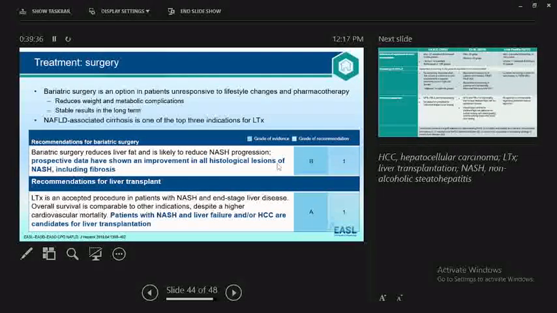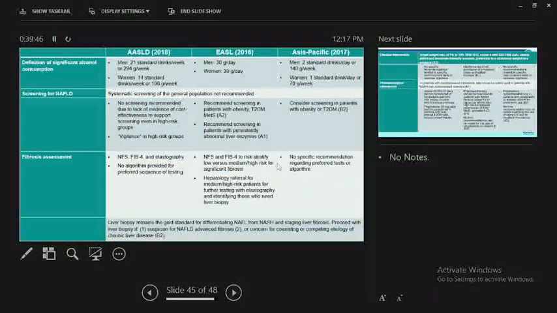Bariatric surgery is an option for patients with unresponsive lifestyle changes and pharmacotherapy, which reduces the weight and the metabolic complications. NAFLD-associated cirrhosis is one of the top 3 indications for liver transplant in the world.